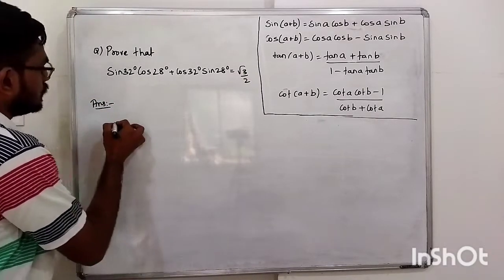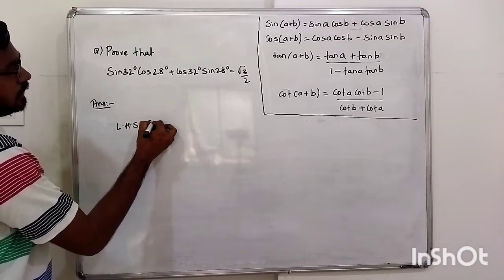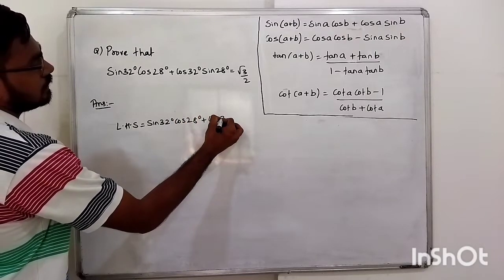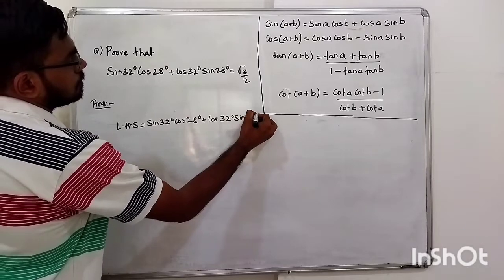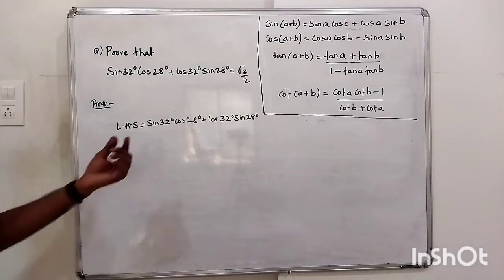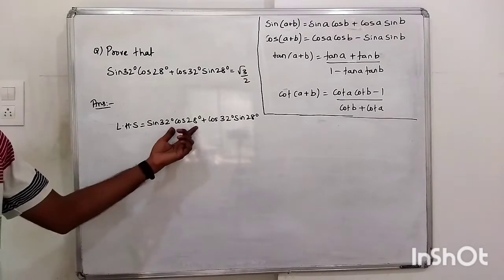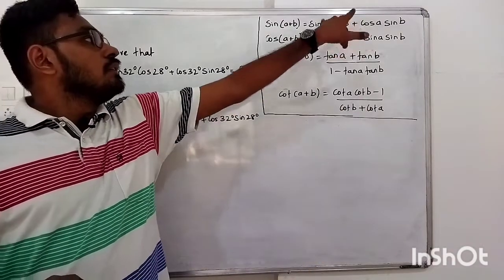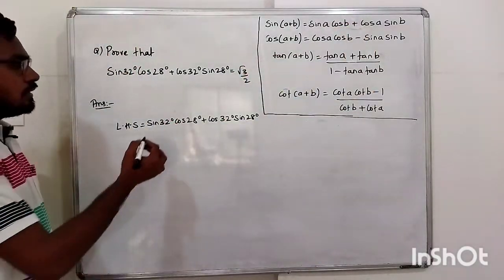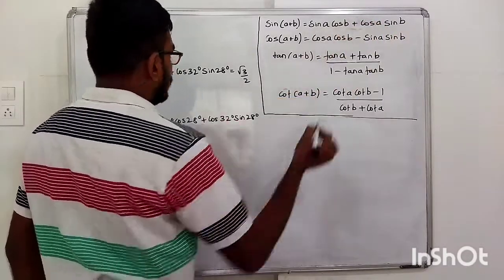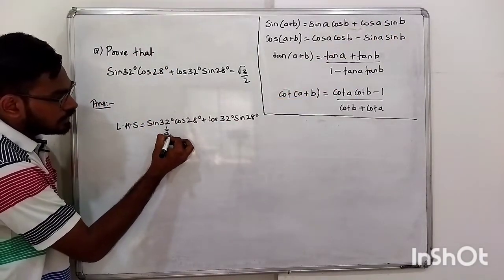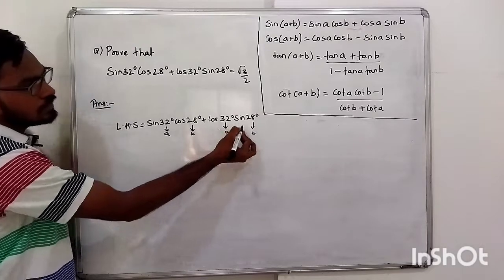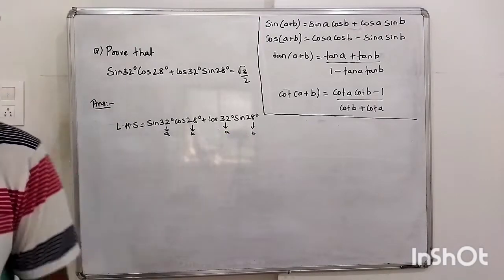Okay, so left hand side, as you can see, is sin 32 cos 28 plus cos 32 sin 28. Now what is sin 32? We don't know. Cos 28 we don't know. So how will you find this? So this you have to find using this formula. If you can see properly, this formula is same as this formula here. Okay, so this we can write as A. If we see this is A, this is B, and again this is A, this is B. This is same like sin A cos B plus cos A sin B. Okay, so you can use that formula.